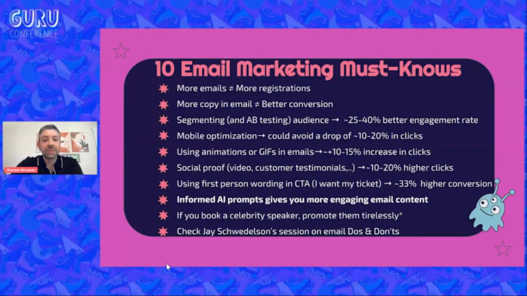Informed AI prompts give you more engaging email content. This is actually, I guess, my favorite one because I worked on it, and I've seen how it makes the difference. The more information and context I give AI about my event, my audience, the campaign I'm running, what I'm trying to achieve from these campaigns, the better engagement I've seen in my emails and the better optimized content I've got that I can use in my emails as well.